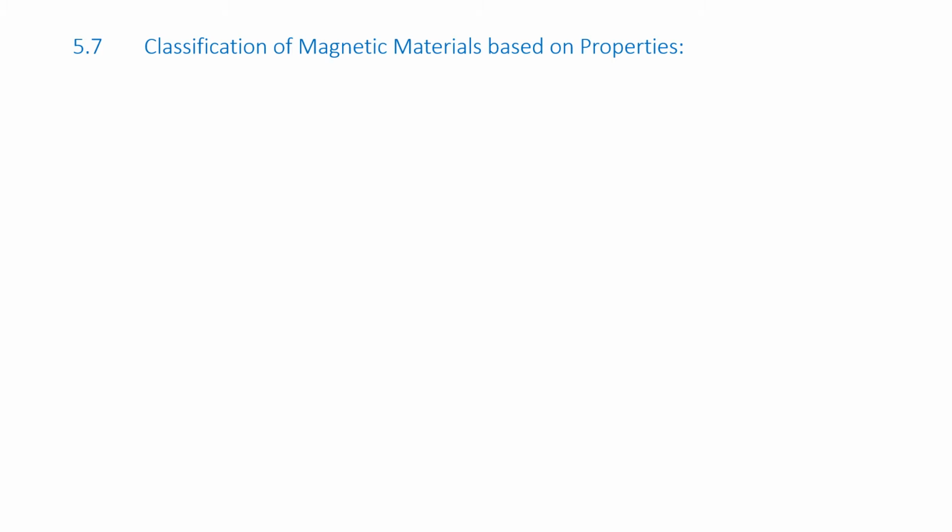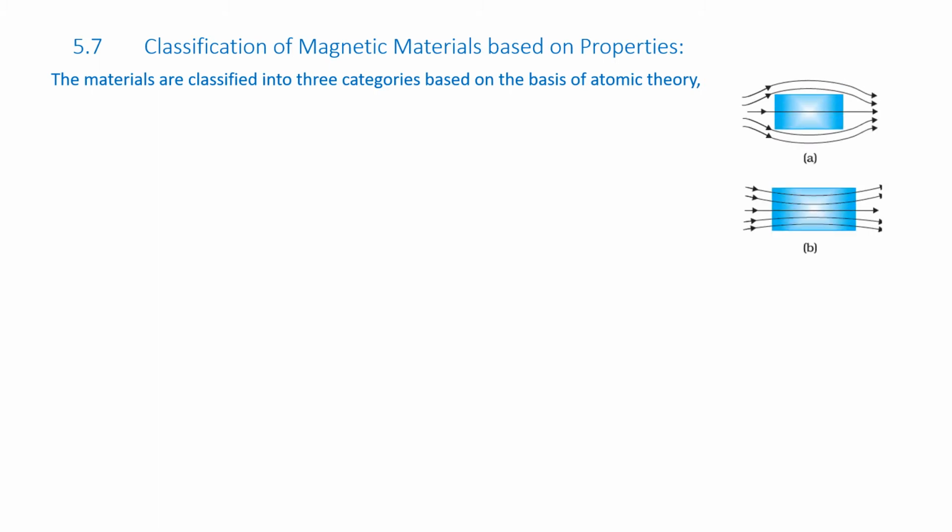Classification of magnetic materials based on properties. The materials are classified into three categories on the basis of atomic theory. Please see the figure on the right hand side. There are two figures, figure A and figure B. Figure A is for diamagnetic material and figure B is for paramagnetic material.